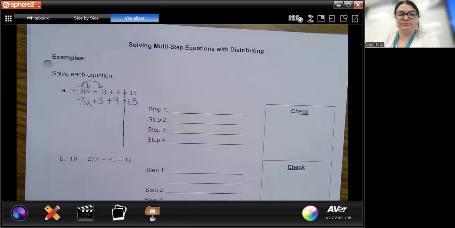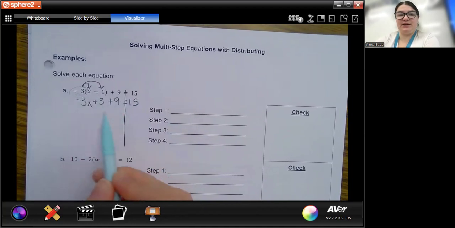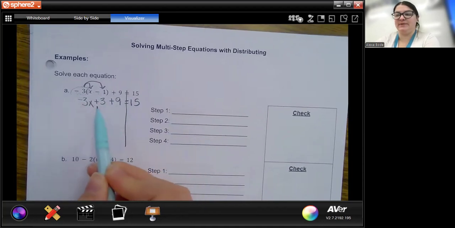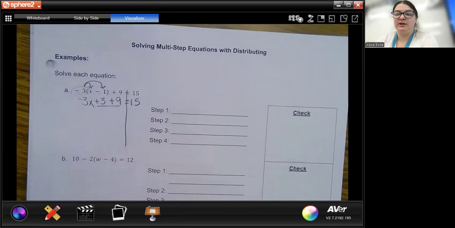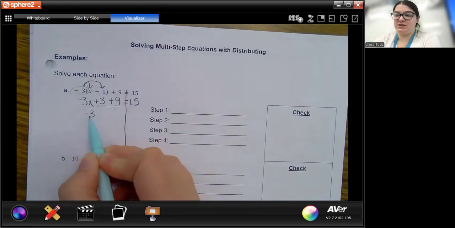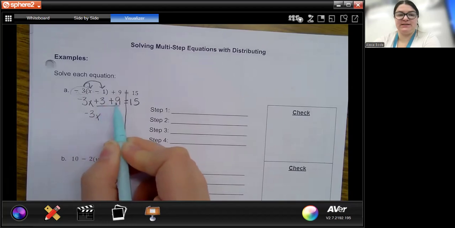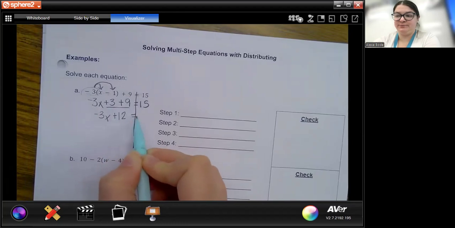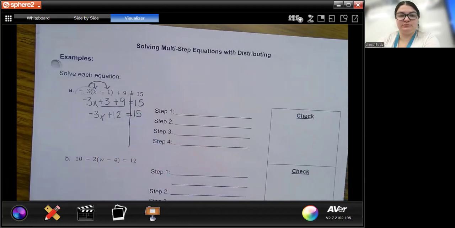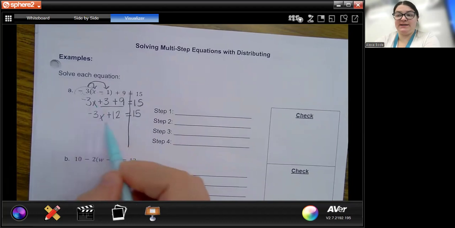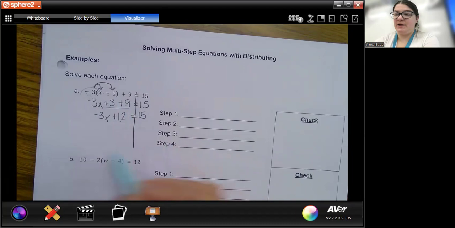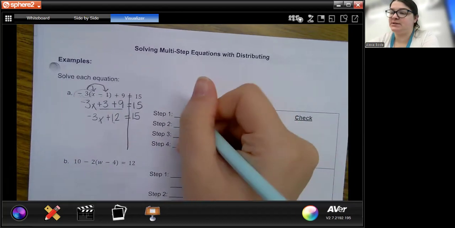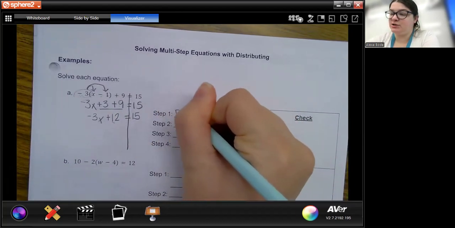Equals 15. Now this side, on this side of the equal sign, is still not simplified because we have two like terms here, 3 and 9. So my -3x is just going to stay the same, but 3 plus 9 simplifies to 12. So I want to add 12. So all I did here was combine these to become the 12 here. I forgot to write my steps on the side. Oh my goodness. Okay, so step 1 was to distribute.